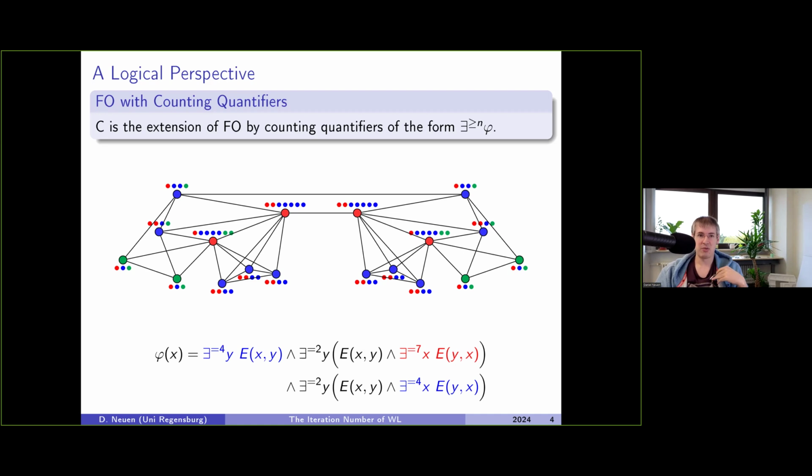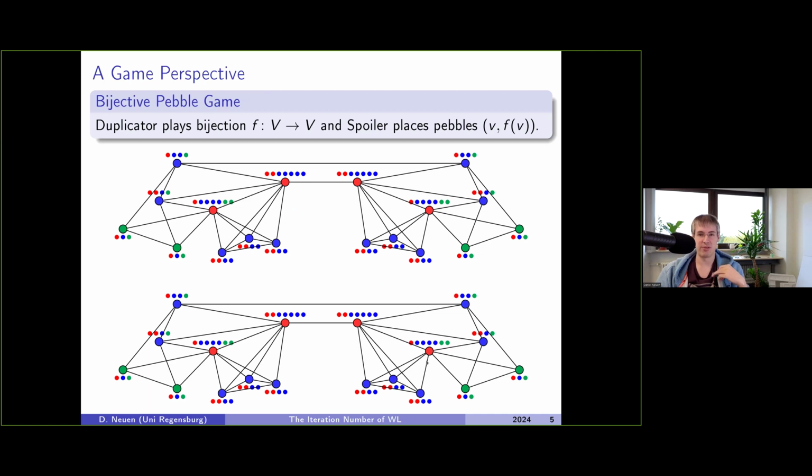And besides the logical perspective, there is also a game perspective on the algorithm. And this game perspective is going to be very important later on. So let me also explain this. Okay, so now we are given 2 graphs. So now I've copied the graph that we have been given. And we play a game on these 2 graphs. The 2 players are spoiler and duplicator. And it's a pebble game. So spoiler will always play pebbles on the graphs.